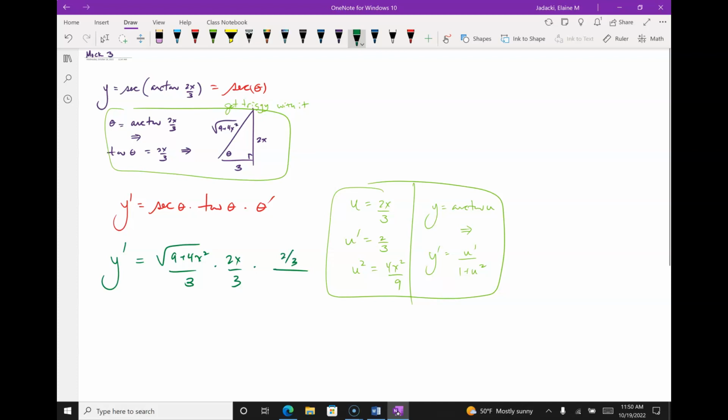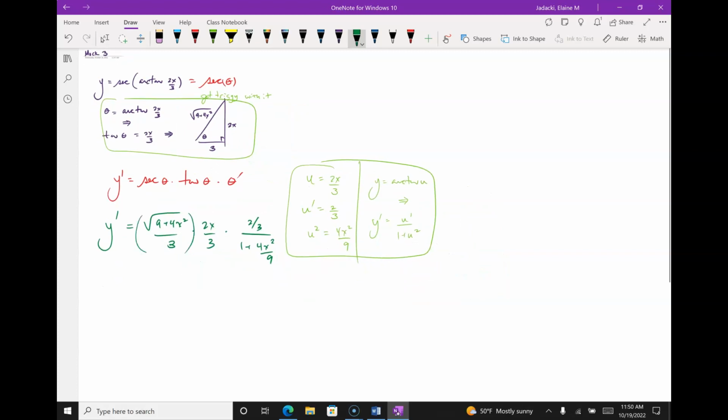Nope, nope, secant tangent. Secant tangent. Make sure you check your formula sheet, okay? And you're not copying me.